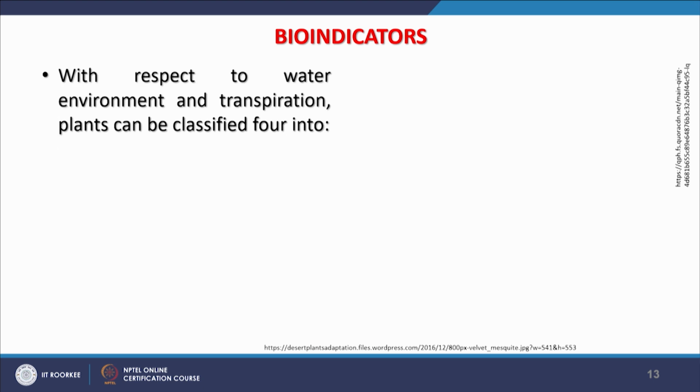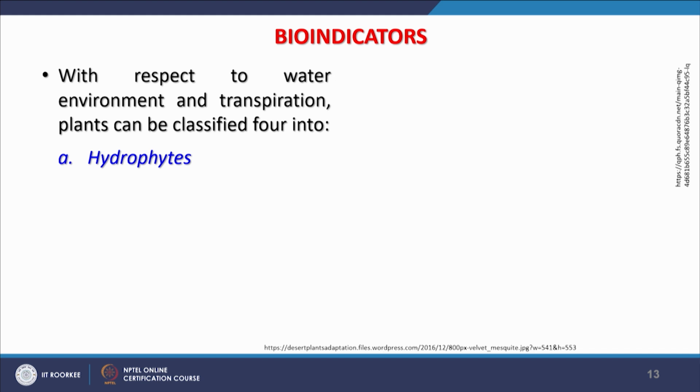So, with respect to water environment and transpiration, because plants will have transpiration, but the overall quantity we estimate is evapotranspiration, because from the soil surface or open surface we also get evaporation. So, the total quantity which we measure is evapotranspiration. So, with respect to water environment and transpiration, plants can be classified into 4 categories. About these bioindicators, in recent years much better understanding is coming, and depending on these environmental conditions and water availability conditions, people have started growing plants like that also.